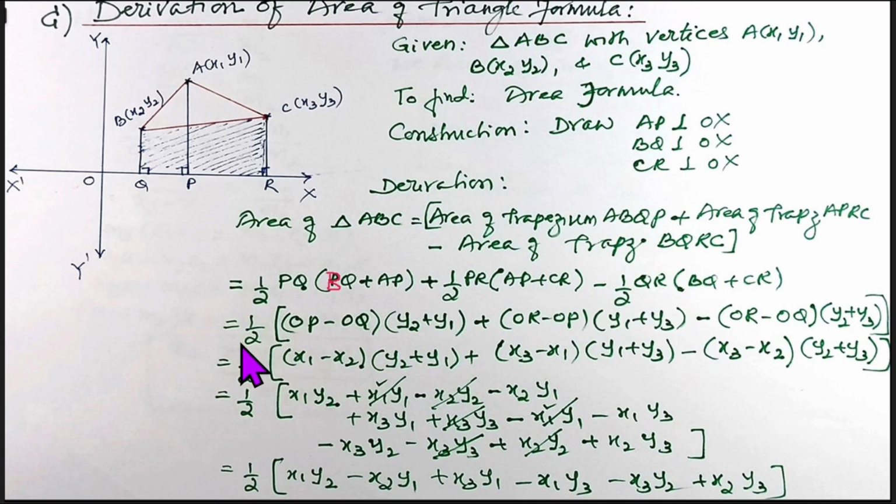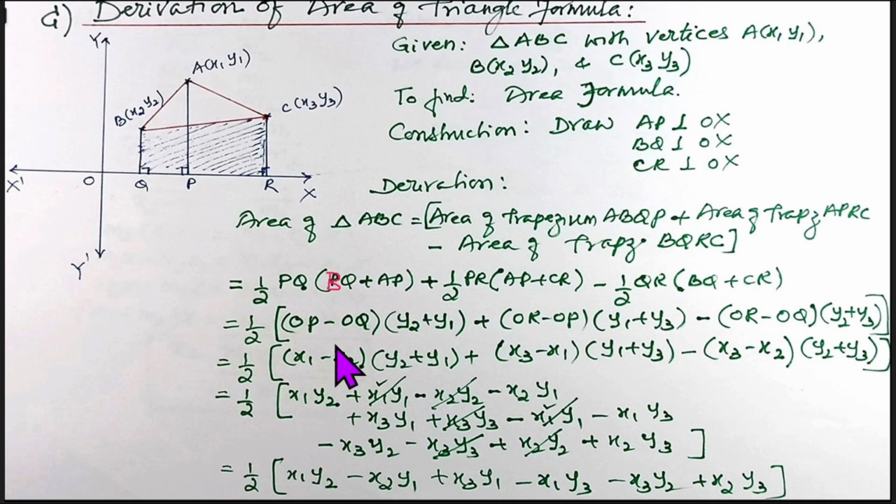Now half is common, so I have taken half common here. But what is PQ? PQ is OP minus OQ. And what is BQ? BQ is Y2, so I have written Y2. And what is AP? AP is Y1, I have written Y1 here. Now PR is OR minus OP, so I have written OR minus OP. And AP is Y1 and CR is Y3, I have written there. Now take QR. QR is OR minus OQ, and BQ is Y2, and CR is Y3. That's what I have written here.